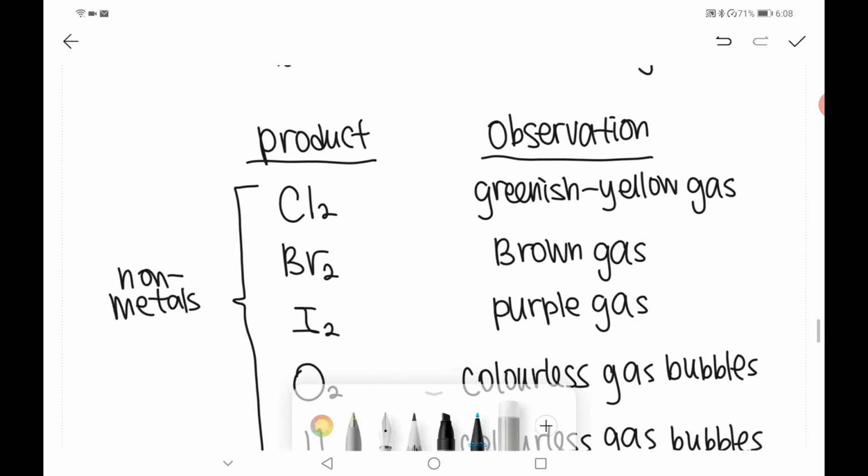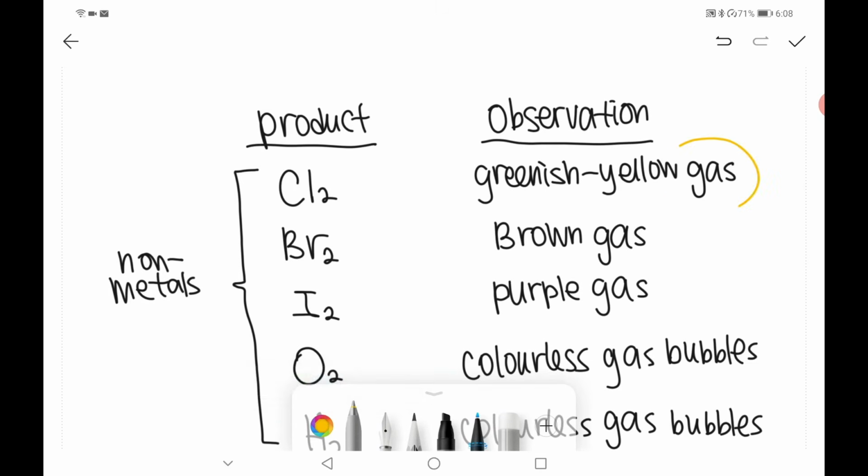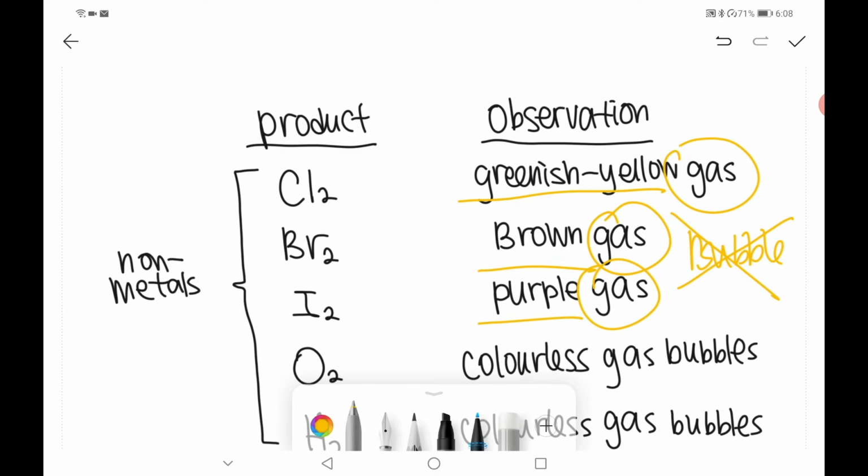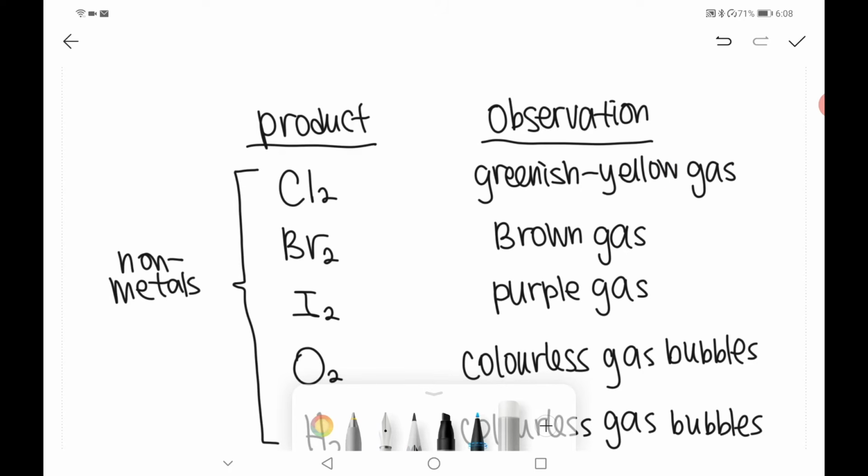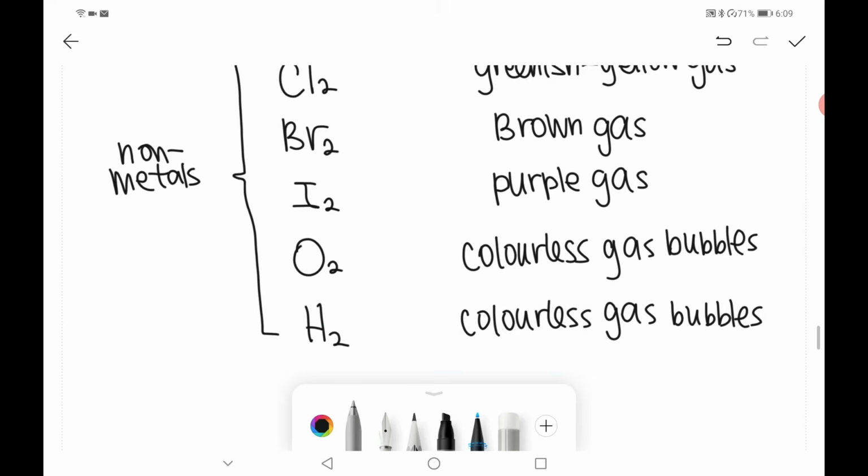For all the gas which has color, you don't need to write the word bubble. No need, because if the gas has color, you can see the color easily. But if the gas is colorless, you cannot see it, so you need to see bubbles. Then only you know there is colorless gas. Please be very careful on this.